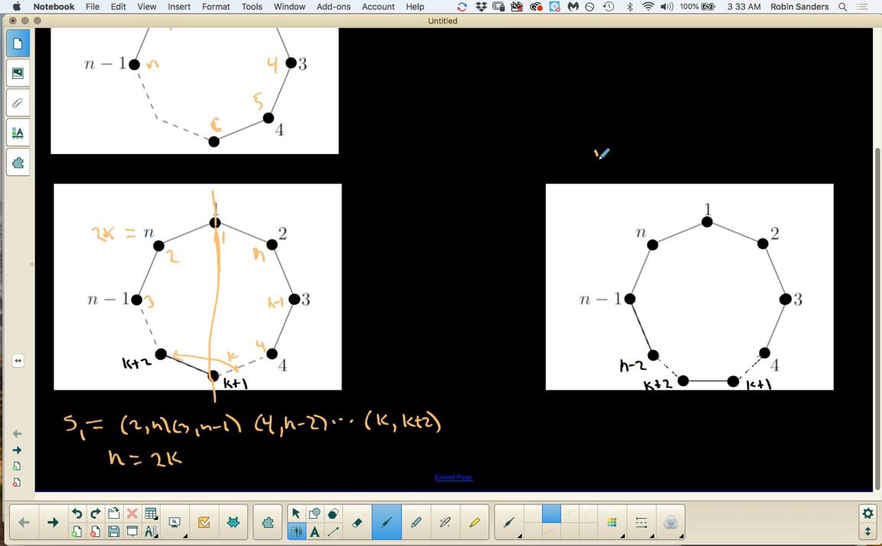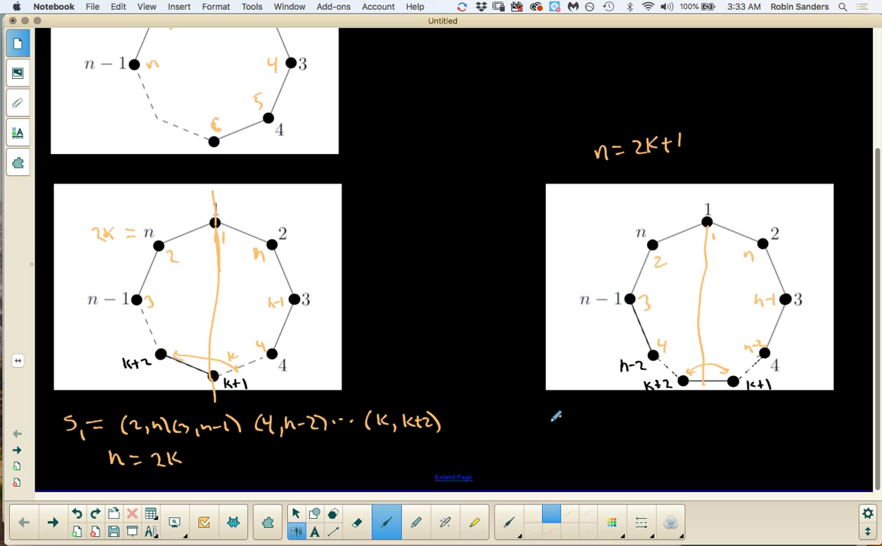The situation where n is odd is slightly different. Again, I want to focus in on fixing 1. So the line of symmetry would go like this, and the permutation would send 1 to 1, and it sends 2 to n and n to 2, and 3 to n minus 1, and n minus 1 to 3, and 4 gets sent over here to n minus 2, and n minus 2 gets sent to 4. But the ending part here is that k plus 1 and k plus 2 get switched.